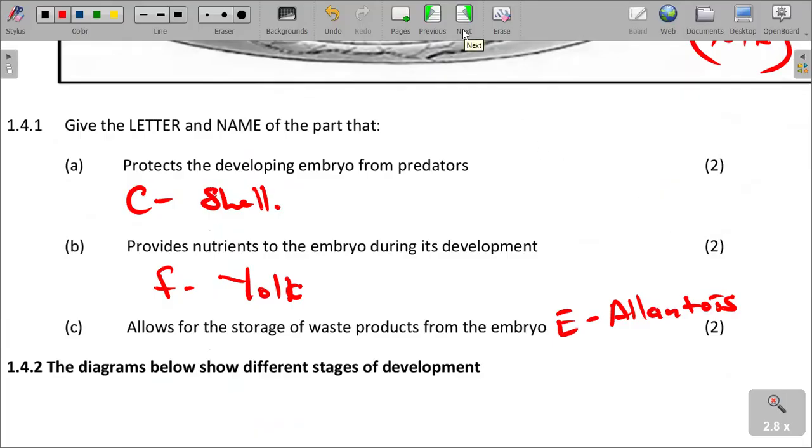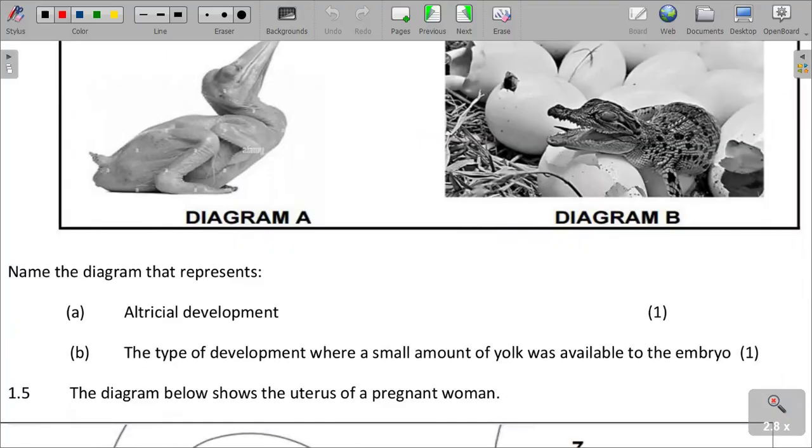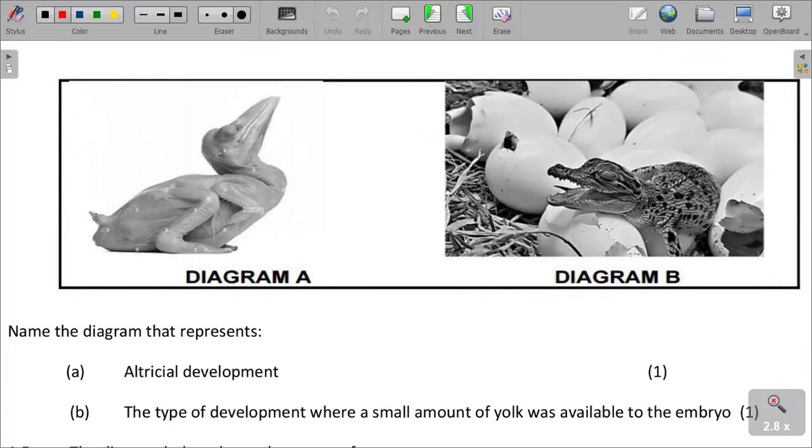Different stages of development are given. This is reproduction in invertebrates. So now what is given here is that we need to understand altricial and precocial development. I also have a beautiful presentation on the channel. Please go and verify and get more detail on that. There are quite good notes there for you. Go and check. So now the question is saying, name the diagram that represents altricial development.